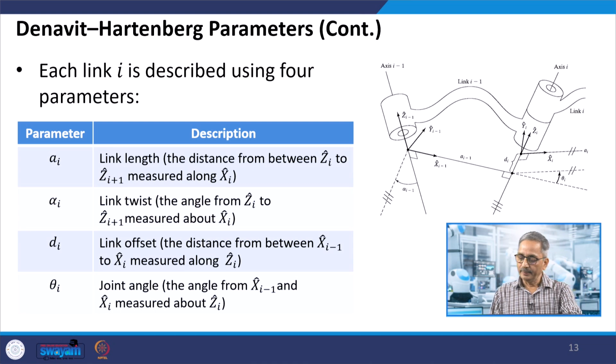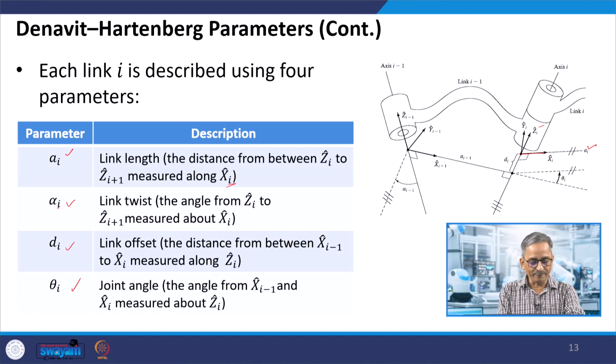So, each link is described using 4 parameters. These parameters, as I said, are a i, alpha i, d i and theta i. The a i is this parameter. It is nothing but the link length, that is the distance from z i to z i plus 1, along x i. So, that is your a i.